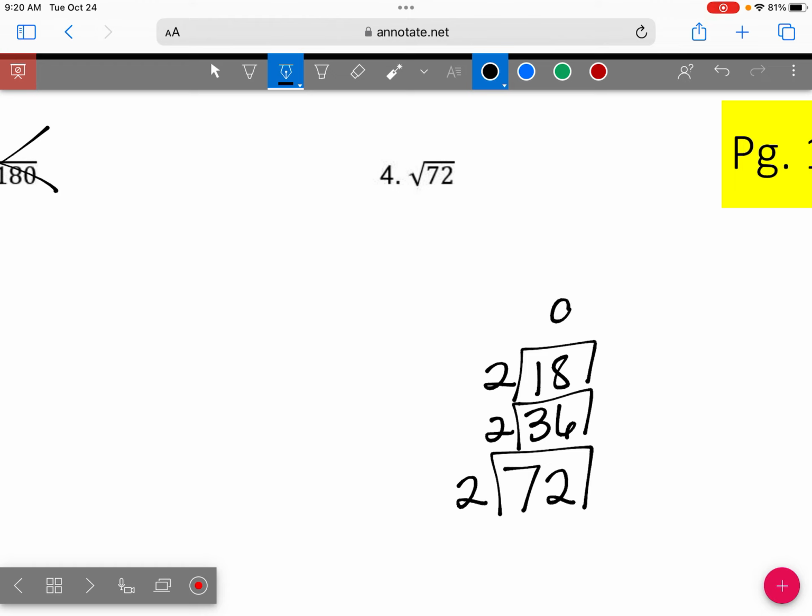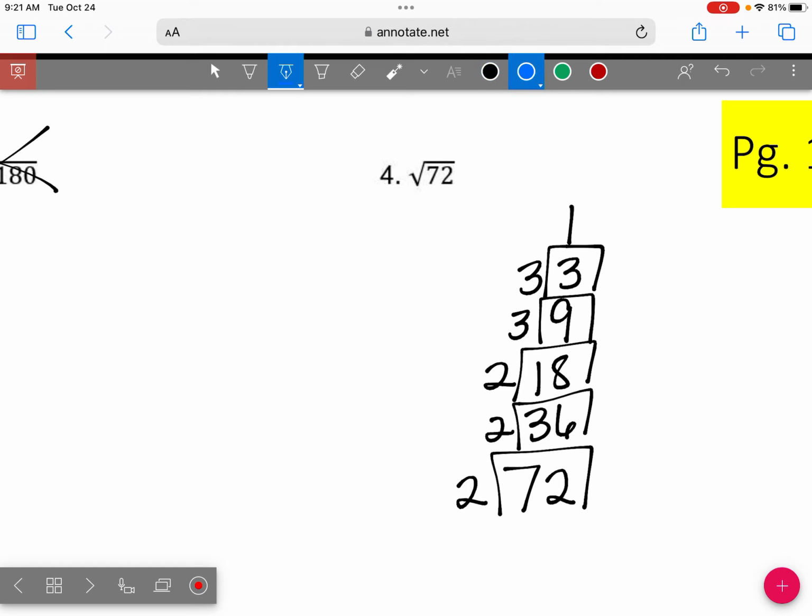9. Okay, so we can't divide it by 2 anymore, but the next prime number we can divide it by is 3. 3 goes into 9 3 times, and 3 goes into 3 1 time. So I do see 5 layers.